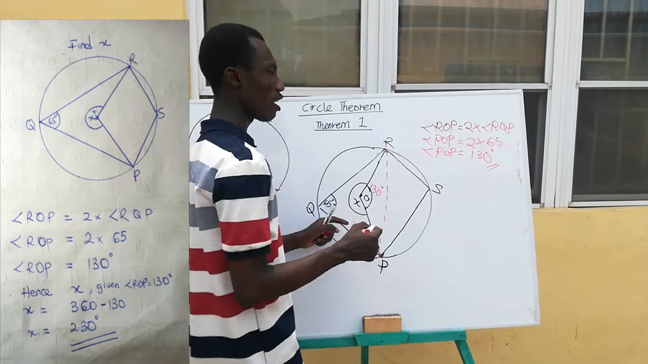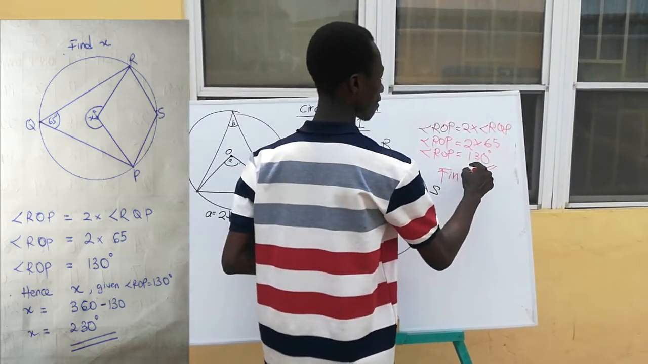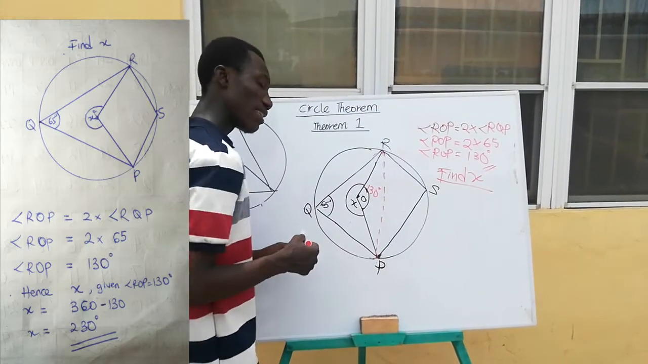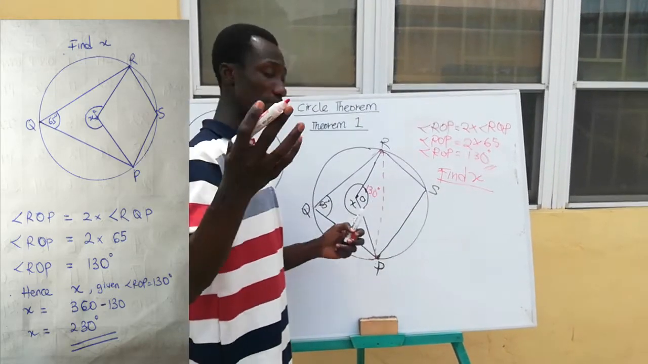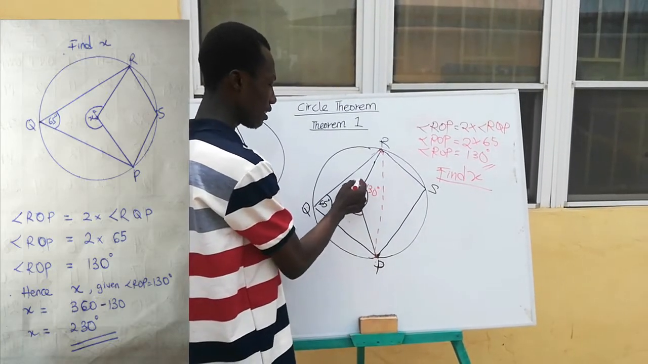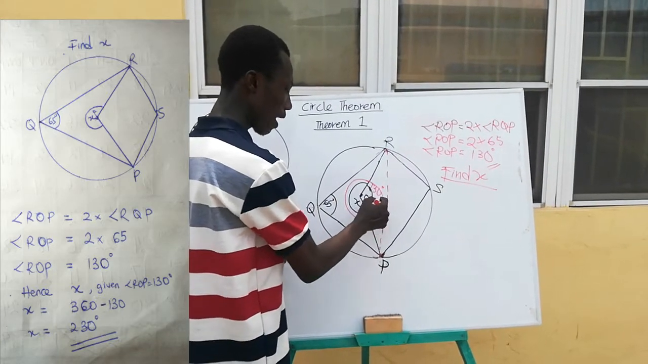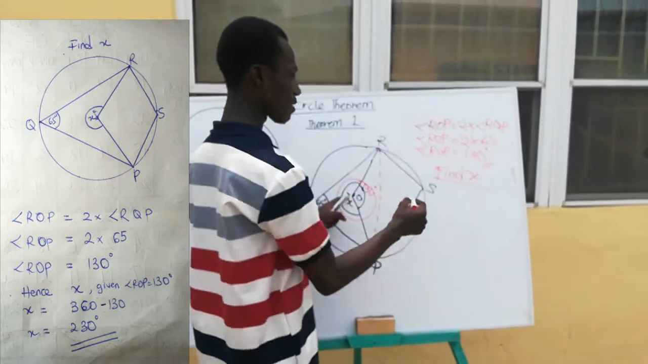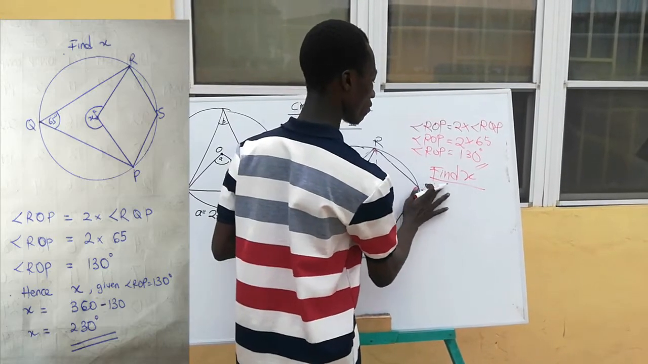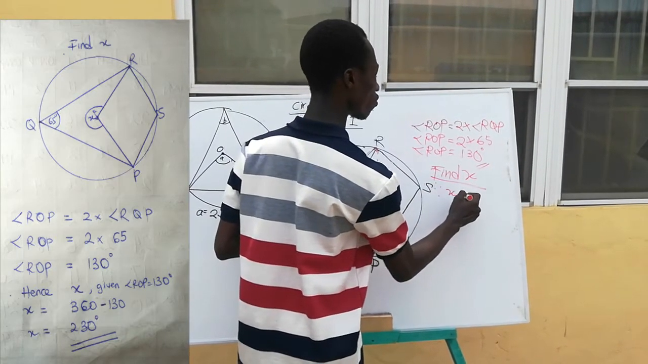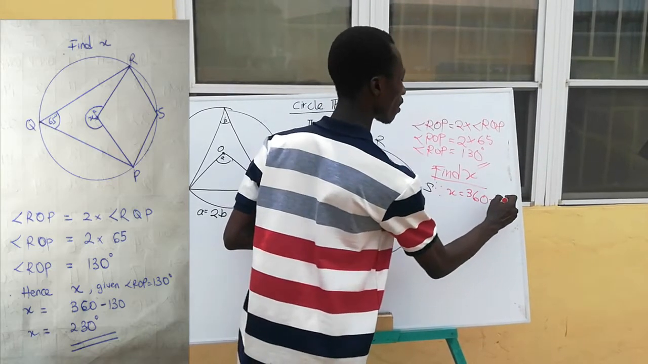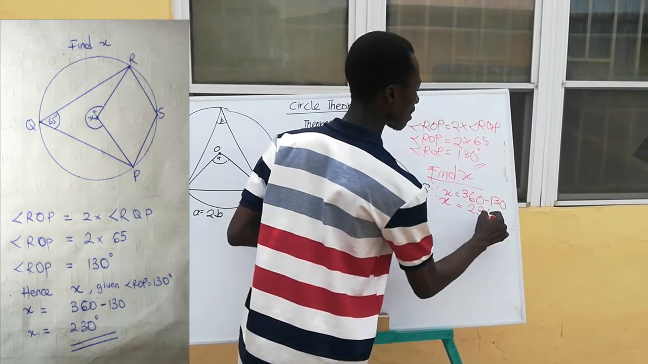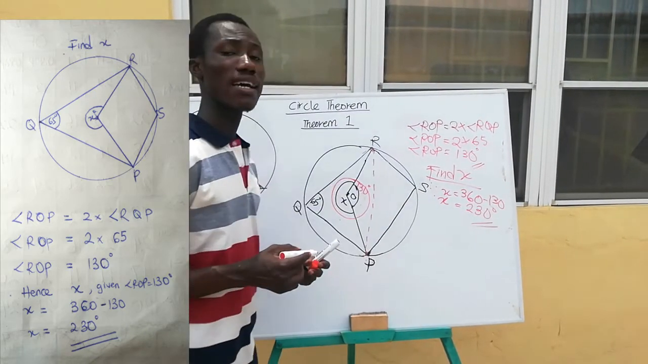Now we are asked to find the value of x. Find x. Now the total angle of a circle is 360. So given this part is 130, x is equal to 360 minus 130, which is equal to 230 degrees. So our final answer is 230 degrees.